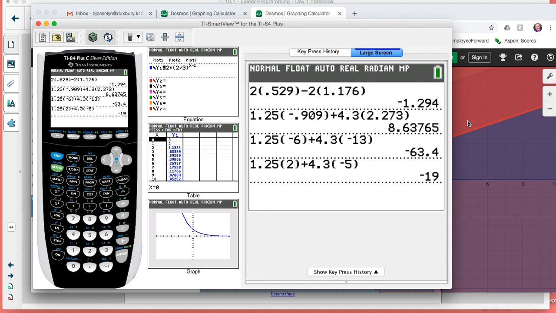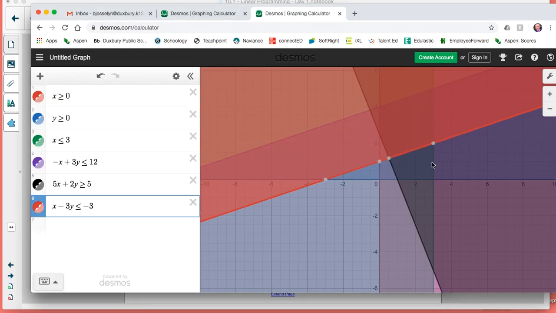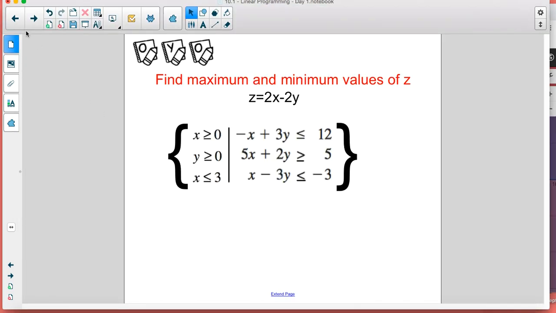So it looks like the maximum is when you had 3, 2, you got a maximum of 2. So 2 would actually be the maximum. Again, not the point, the value of 2 is the maximum. So if you had that, good.